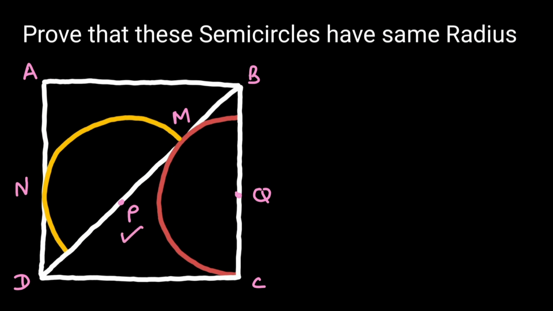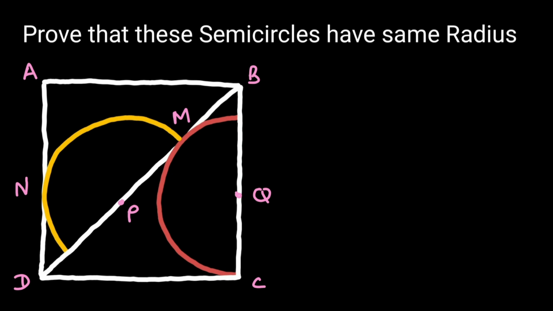So the point P and the point Q are the center of this yellow and red semicircle respectively. The point where the diagonal of the square is tangent to the red circle has been marked as the point M, and also don't forget that the end of this yellow semicircle is also the point M. Now the point where the yellow semicircle is tangent to the side AD of the square has been marked as the point N.